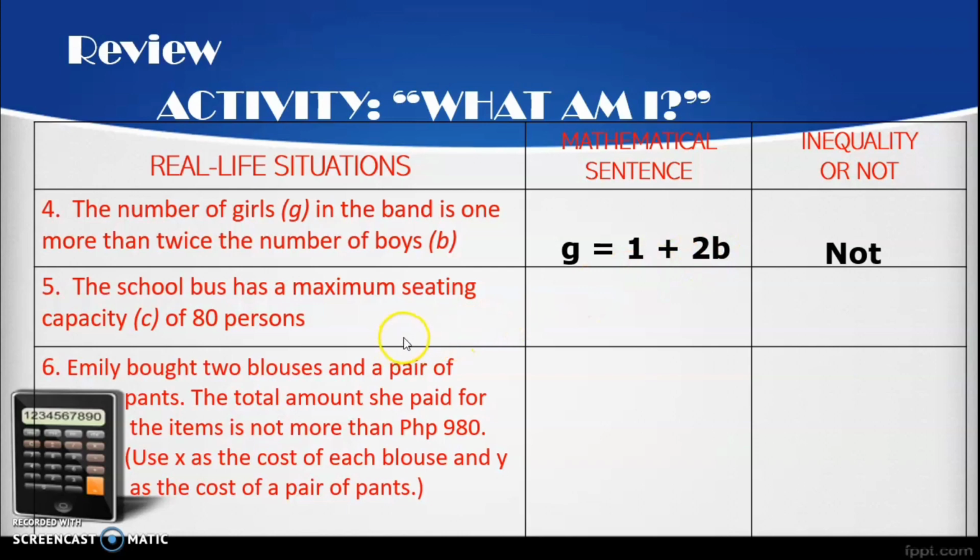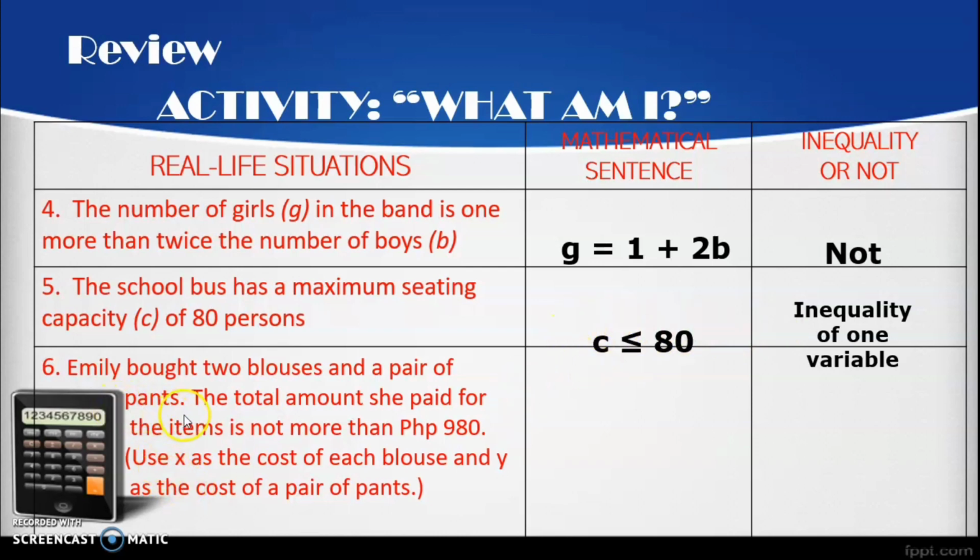Number 5: the school bus has a maximum seating capacity C of 80 persons. Maximum, meaning it cannot exceed 80 persons. It can be equal to 80, and it can be less than 80. So we have C less than or equal to 80. This is an inequality in one variable since we have just one variable, which is C.